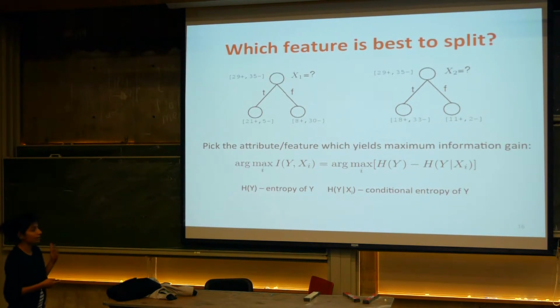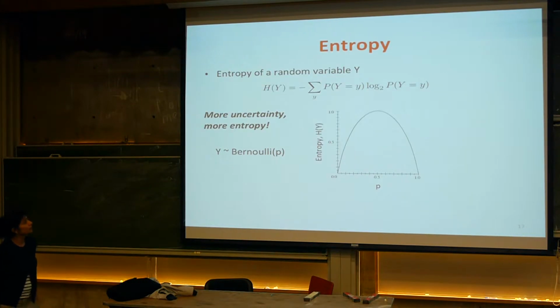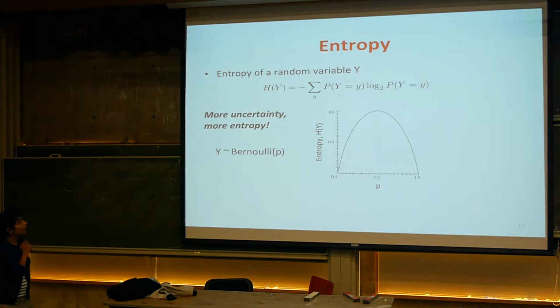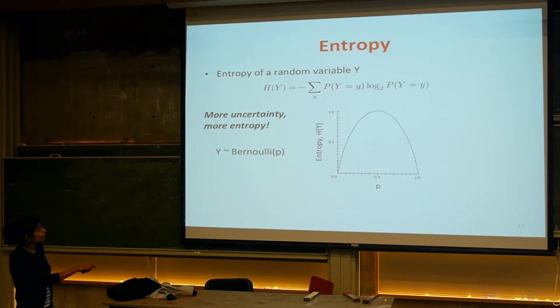All right? So let's look at entropy a little bit more, but then we'll connect it back to this information gain. So here's the formal definition of entropy of a random variable. If y is a random variable, its entropy is given by this expression, which is just the sum over all possible values it can take of the probability that the random variable takes that value times log of that probability. And more uncertainty implies more entropy. And here's a plot of the entropy versus the parameter p in a Bernoulli distribution.